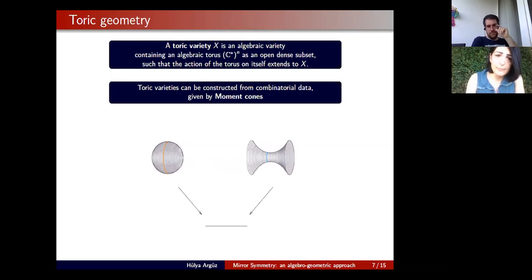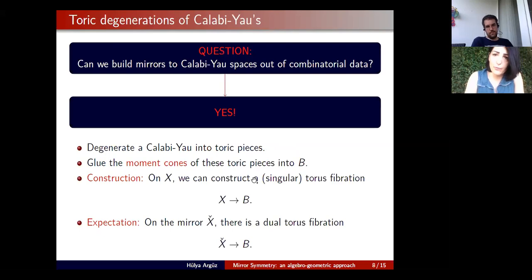However, we want to understand mirror symmetry for Calabi-Yau manifolds. So the question that is asked in the framework of the Gross-Siebert program is, can we find techniques to build Calabi-Yau spaces out of combinatorial data using polytopes, similar to the framework with toric geometry, similar to toric varieties? And the answer is yes.